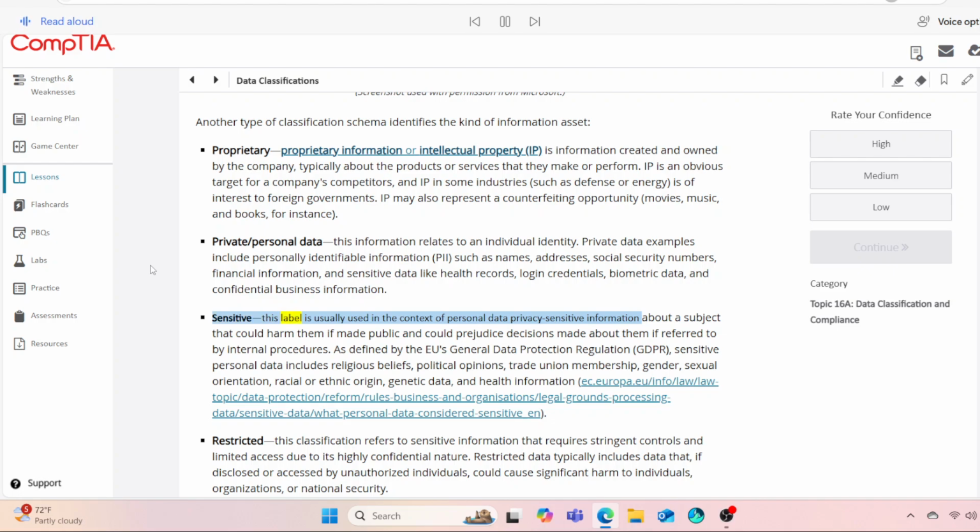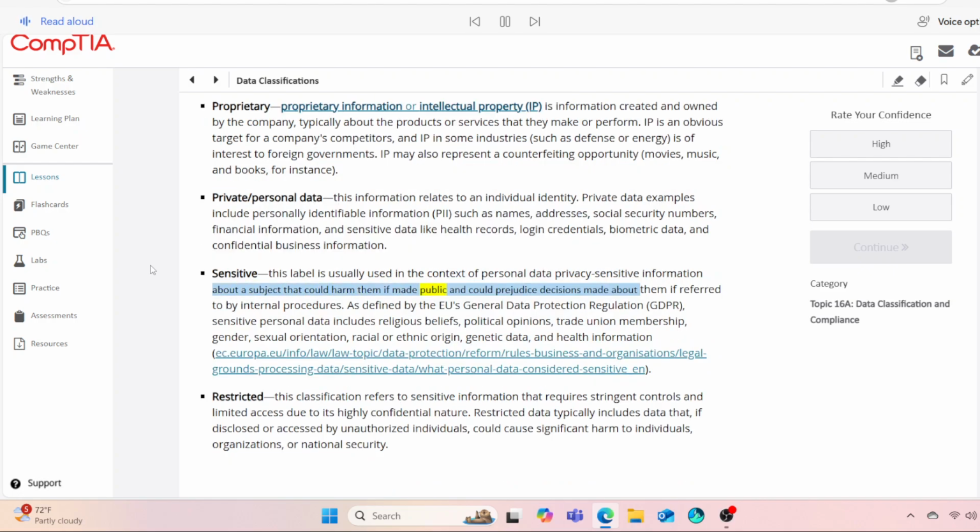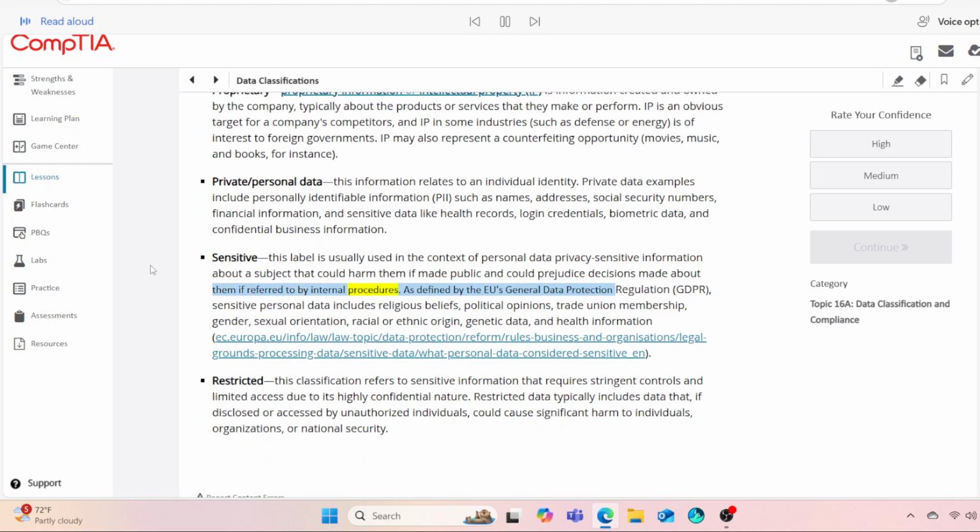Sensitive. This label is usually used in the context of personal data privacy: sensitive information about a subject that could harm them if made public and could prejudice decisions made about them if referred to by internal procedures.